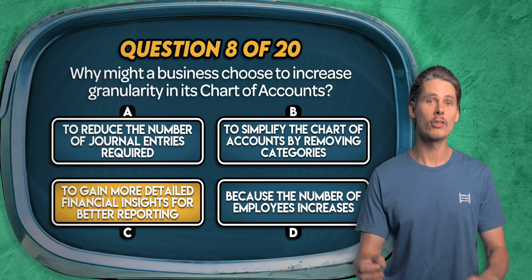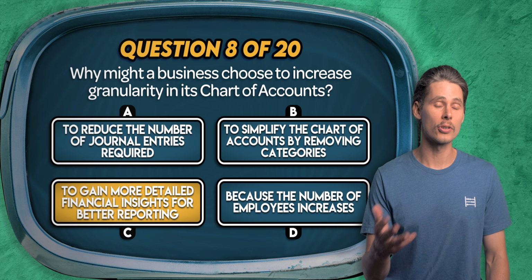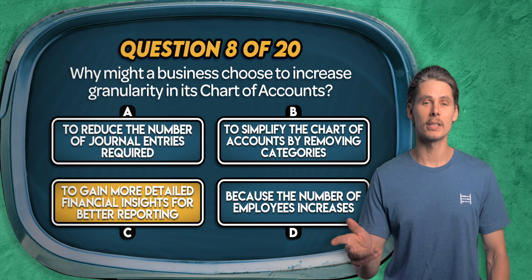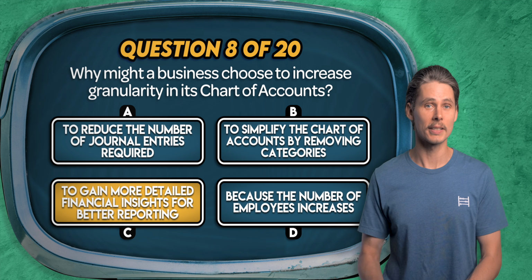It's C. Increasing granularity adds more detail to the chart of accounts. This helps a business track specific financial activity.